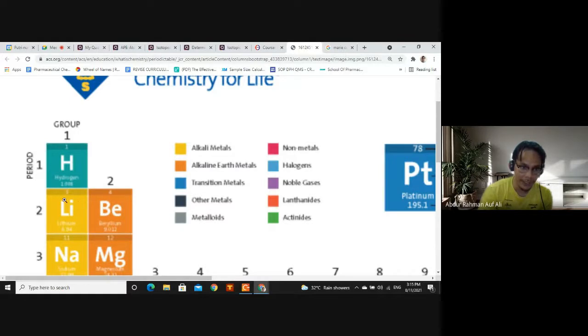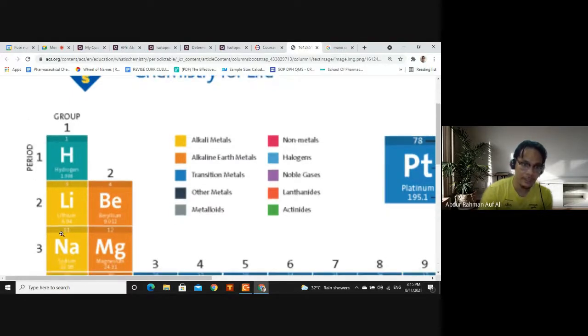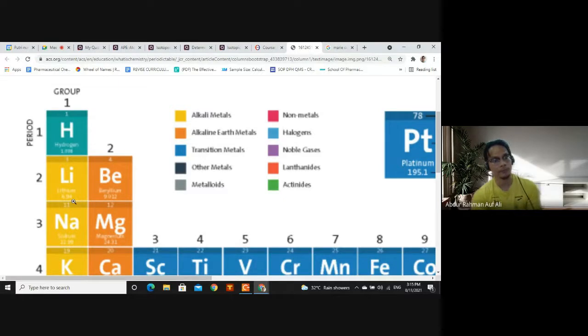Lithium dekat bawah dia ni, Li, dia punya atomic mass adalah 6.94. Okay, that means 6.94 ni adalah hasil jumlah berat 3 proton dan juga 3 neutron yang dia ada. Beryllium dekat sebelah dia, atomic number is 4. That means dia ada 4 proton dan juga 4 neutron. And dia punya mass campuran daripada 4 proton dan 4 neutron ni adalah 9.022. That's where the mass comes from.